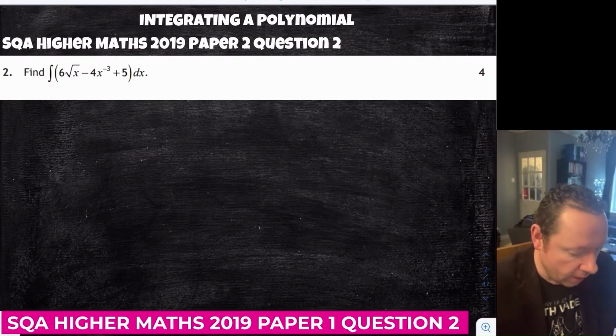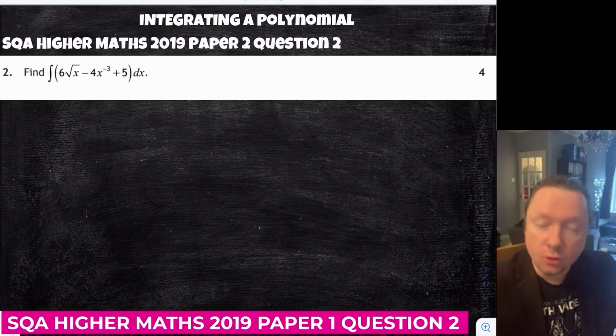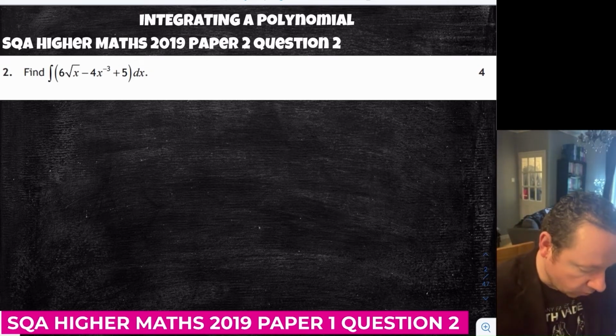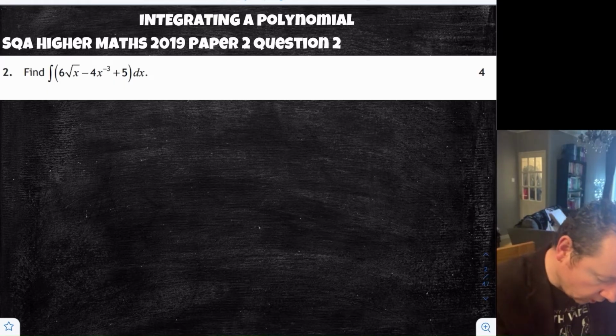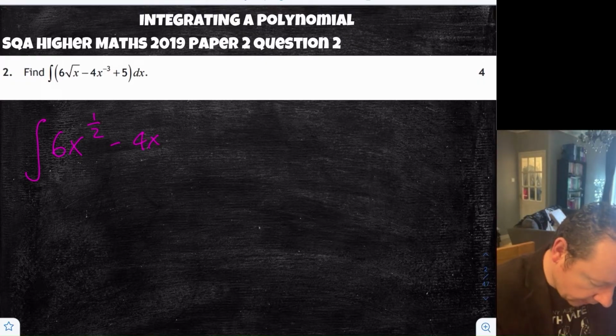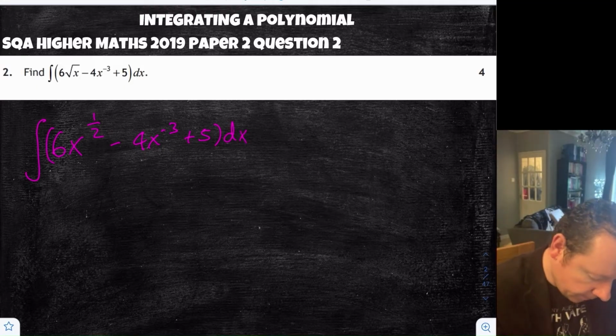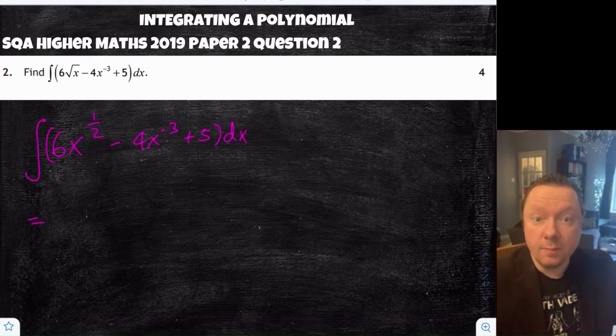Integrating a polynomial. SQA Higher Maths 2019, paper 2, question 2. Integrate this polynomial. So we need to get it ready to integrate, just like with differentiation. So I'm going to change that to the integral of 6x to the half minus 4x to the minus 3 plus 5. And then we can integrate because we add 1 to the power and divide by the new power.